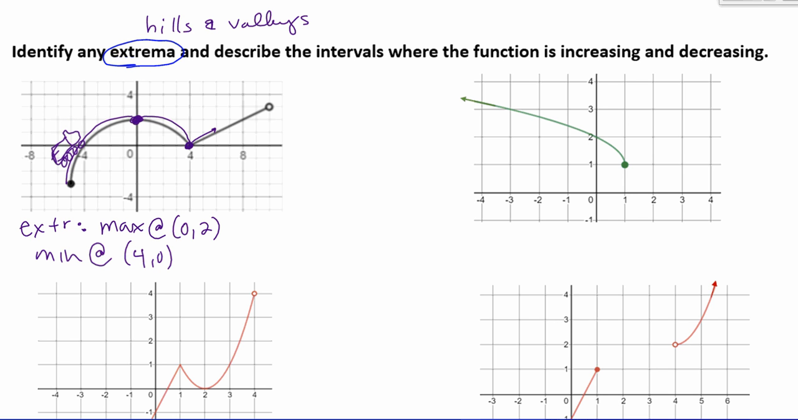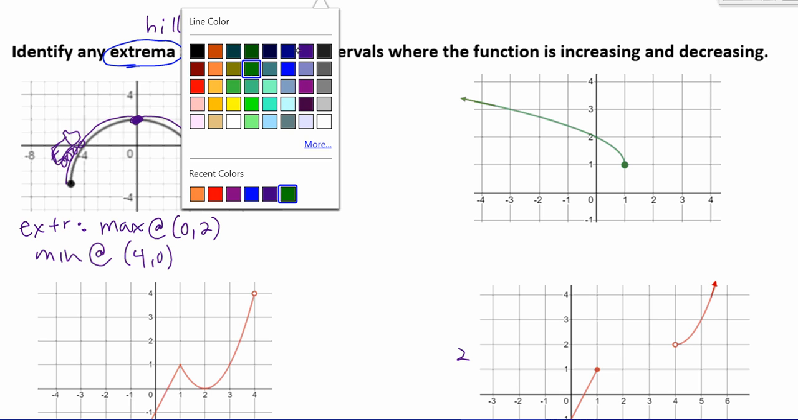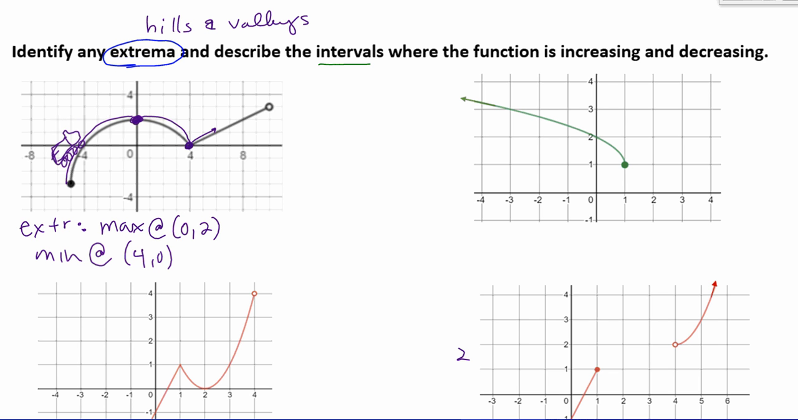Okay, extrema, good. Now intervals is describing where it's going from increasing to decreasing, right? So this right here was the spot where they changed direction. This right here is the spot where they changed direction. So now it's been split into 3 pieces. We've got this piece, and that piece. And the whole graph stops right there.